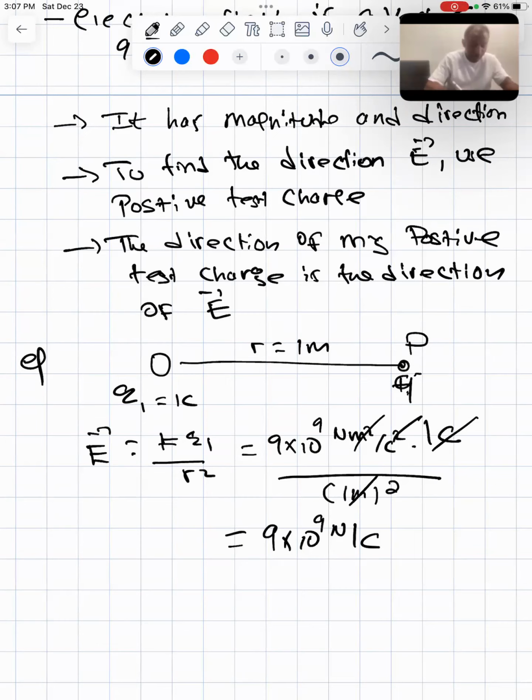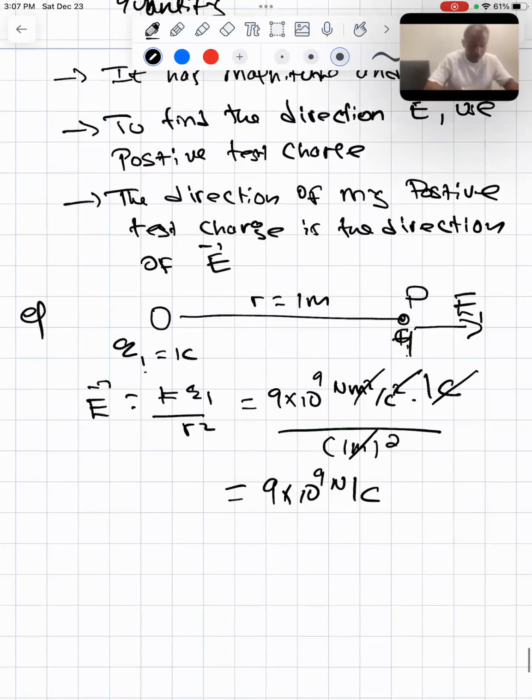Your positive test charge is going to be repelled by Q1 because like charges repel each other. Then my electric field is towards the right because the positive test charge is pushed by Q1. So the direction of the electric field is the direction of your positive test charge. Since your positive test charge is pushed by Q1, the electric field will go towards the right.